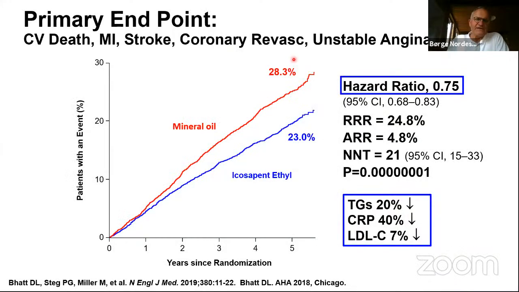And then there's this new trial. So there's the REDUCE-IT trial using icosapent ethyl 4 grams daily versus mineral oil.